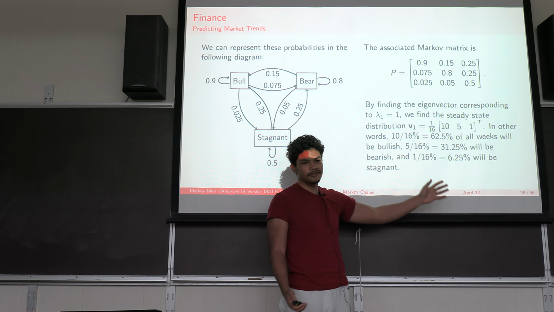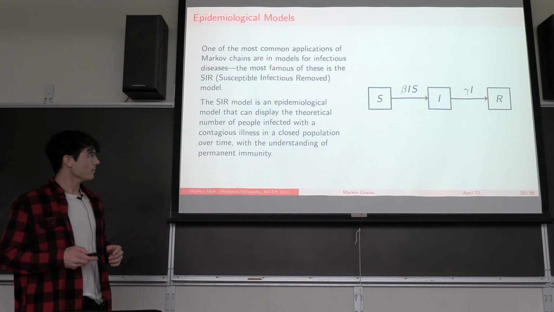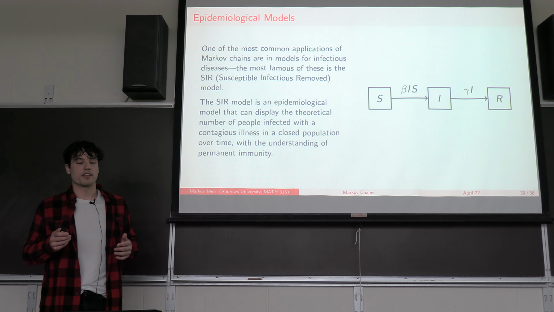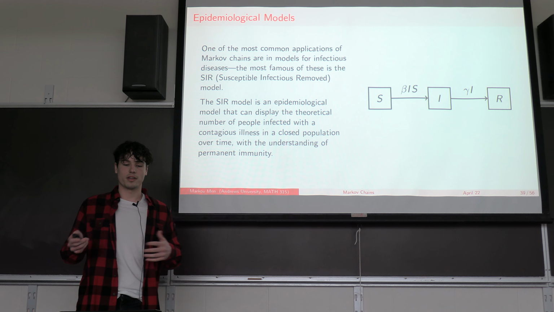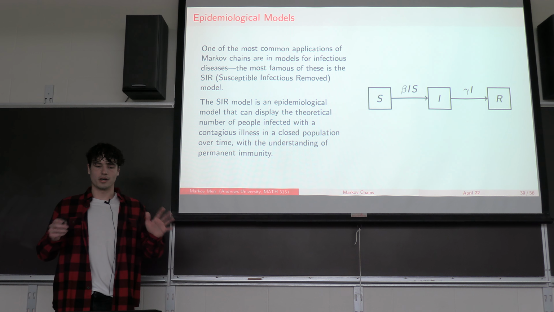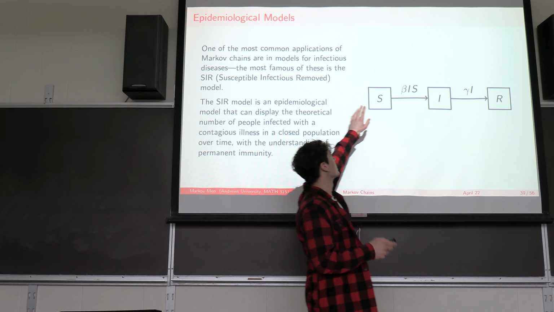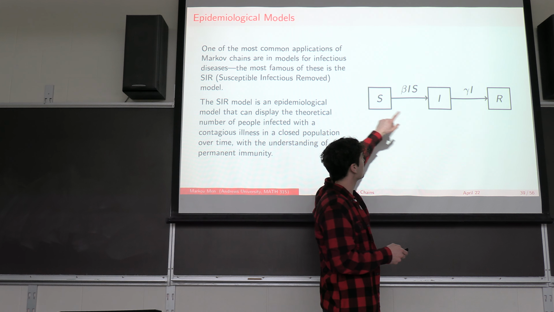Another one of the most common applications for Markov chains is in models for infectious disease. One of the most famous of these is the SIR model, which stands for susceptible, infectious, removed. Now the SIR model is an epidemiological model that displays the theoretical number of people infected with a contagious illness with the following two conditions: one, it must be a closed population, and two, it assumes a permanent immunity.